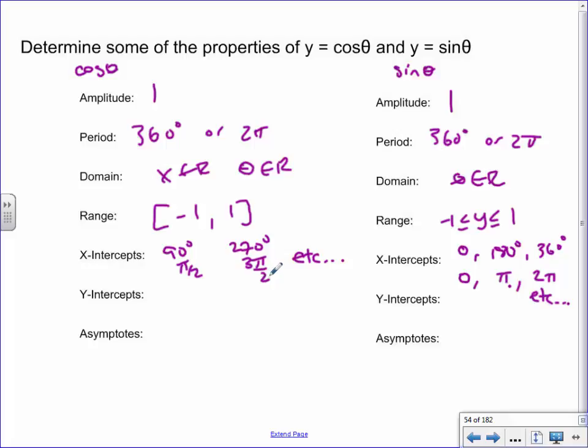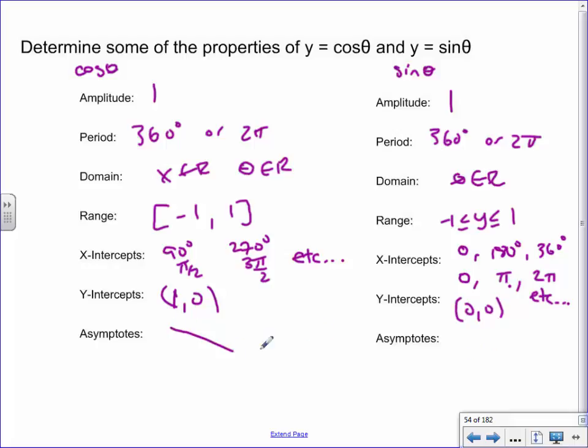Does that work? Okay. Y-intercept of the sine graph. All right, let's do cosine first. Y-intercept of the cosine graph? 1. And the y-intercept of the other graph? 0. You'll just need to memorize those or just kind of know where they are.